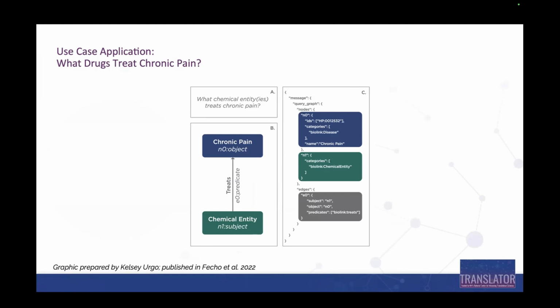Here's an example of a query. This is asking what drugs can possibly treat chronic pain. This is what the query looks like, where you're constraining the edges: you're looking for edges with the predicate treats, then you're constraining the object, which is chronic pain, and you're looking for things that match chemical entity. And this is showing what that would look like in TRAPI.